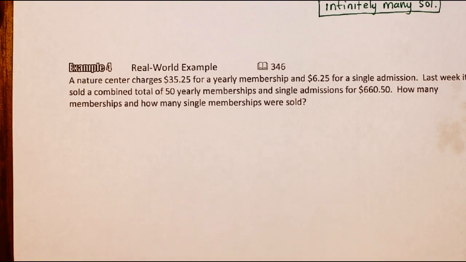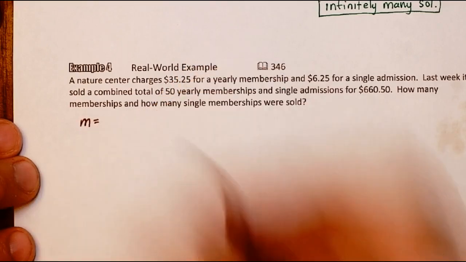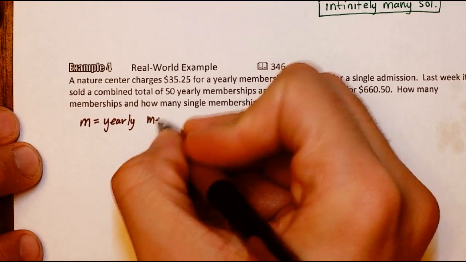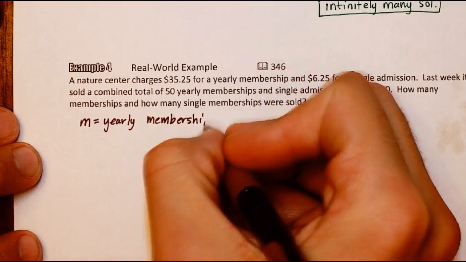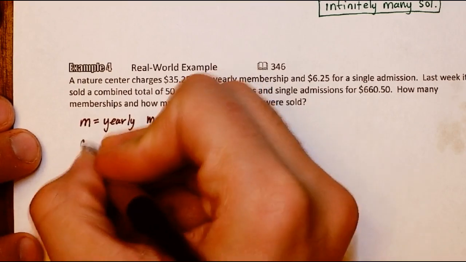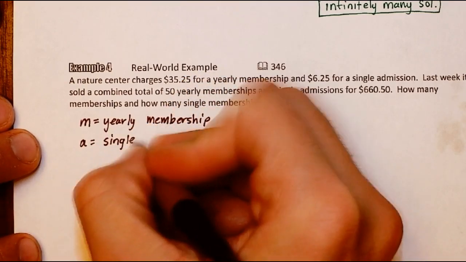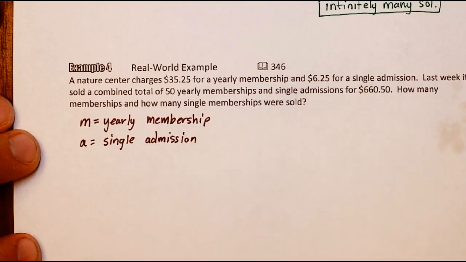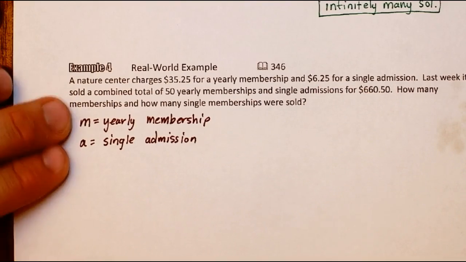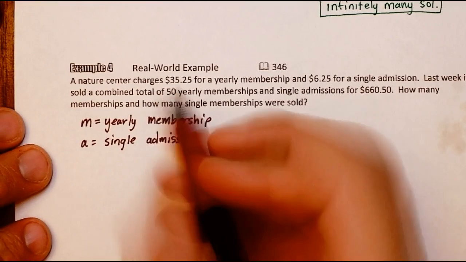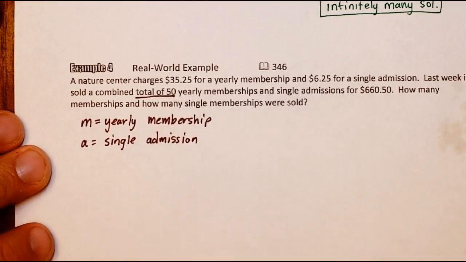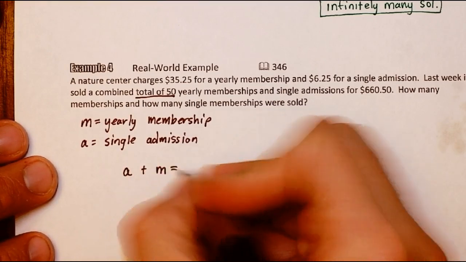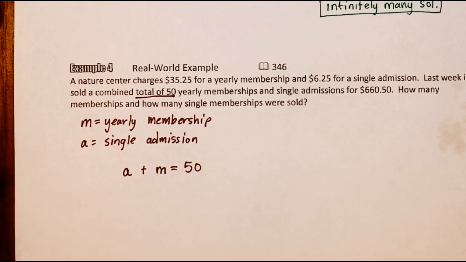So I am going to let M represent our yearly membership. I'm going to let A then represent our single admission. Okay? So I know that between the two, there was a total of 50 of these sold. So I know that A plus M has to be equal to a total of 50.